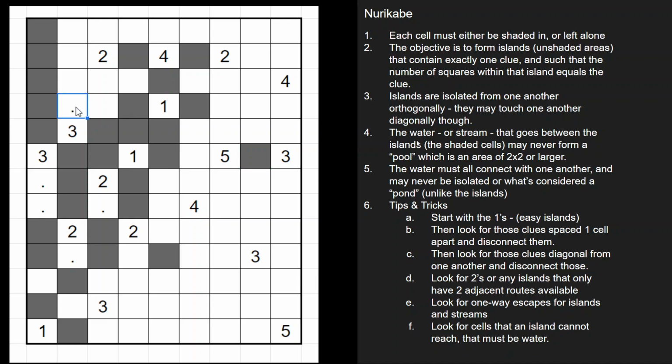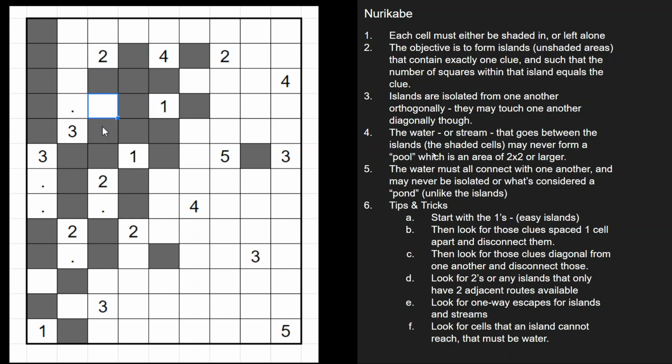So here this 3 can either go up or over, but either way, this one's always going to be shaded. And you would just use deduction and logic to work your way around. You know that this cell here can't be an island. There's no way the 4 clue can get there, or the 1 or the 2. So that has to be water.